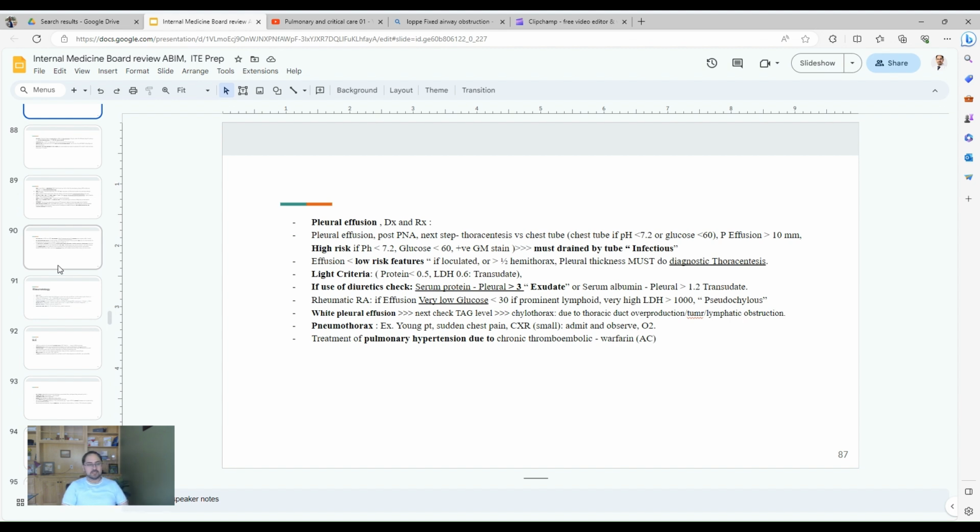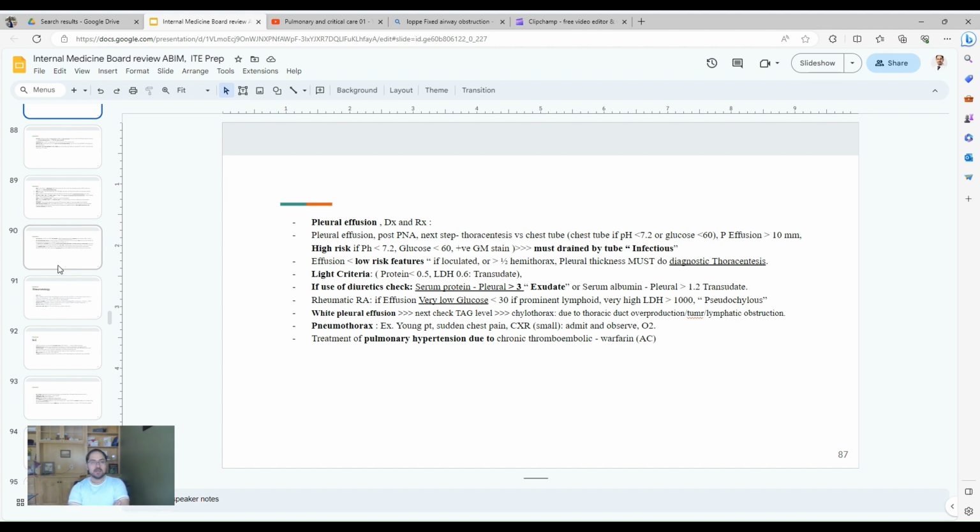Low risk patients, loculated, half hemothorax or more than half pneumothorax, pleural thickening, then you may need a diagnostic thoracentesis before going and draining with a tube, just for the diagnosis. It could be a malignancy, it could be more advanced, that you need a biopsy later on. So diagnostic thoracentesis is preferred over going for a tube, as it's less likely to be infection, especially if it's a transudate.